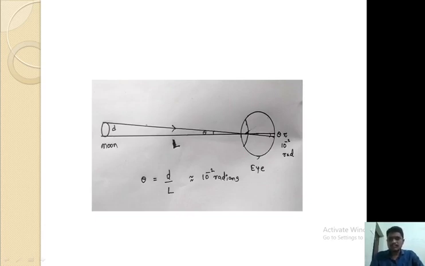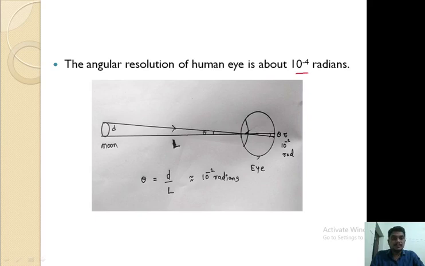Now let us find out the angle made by the sun and moon at the eye. Before that, I want to tell you one point here. The angular resolution of the human eye is about 10 power of minus 4 radians. You will come to know what angular resolution is in the next chapter. In this chapter, just try to remember the value.